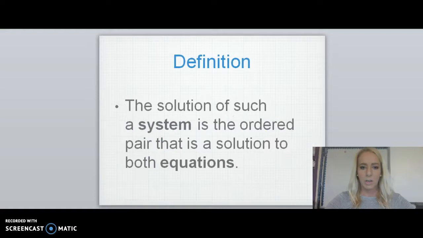The definition of system of equations by graphing is the solution of a system is the ordered pair that is a solution to both equations. The key word here is solution to both equations. So we have to find an ordered pair that satisfies each equation.